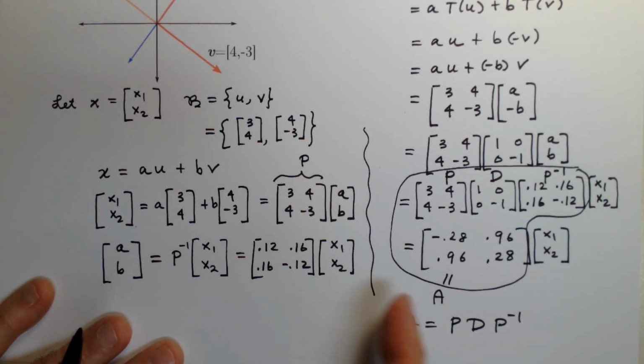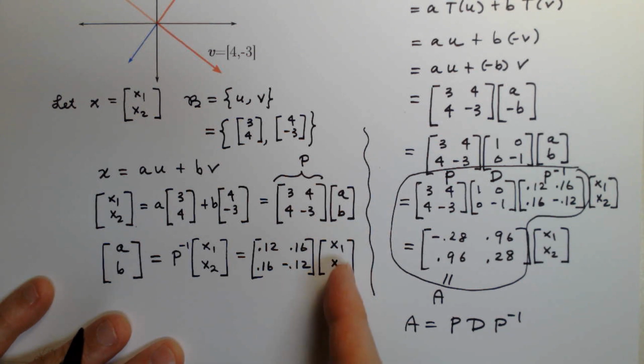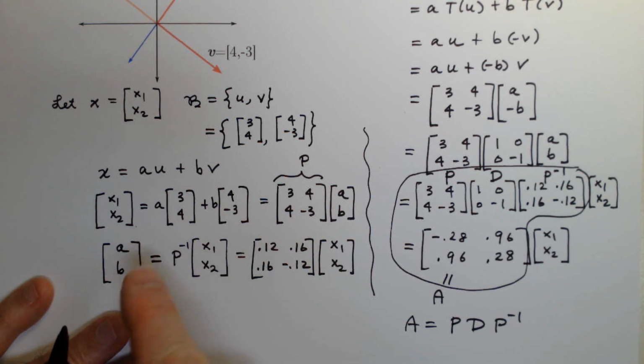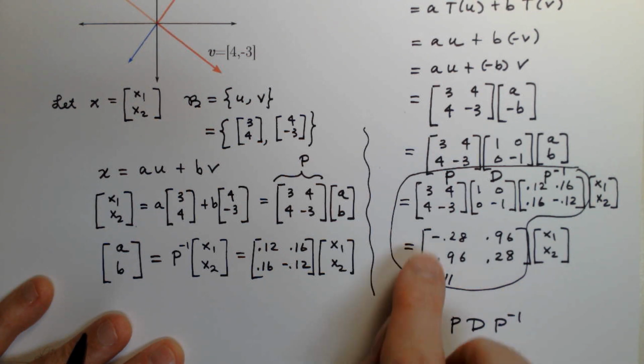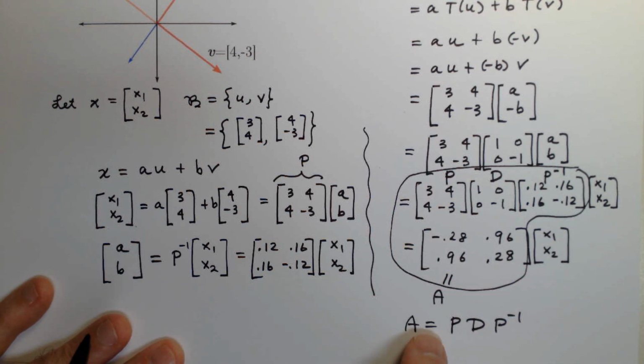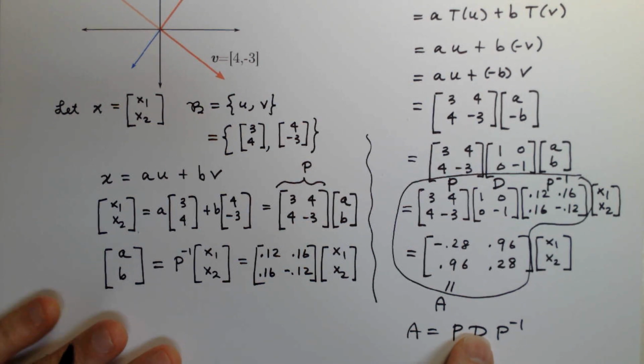It's the thing that's going to carry our vector in standard basis into a vector in the new basis. And so this is just translating from the standard basis. It's taking a vector in standard form, standard basis, into a vector in the UV basis. Now, what is the meaning of D? Let's think about the meaning of D.